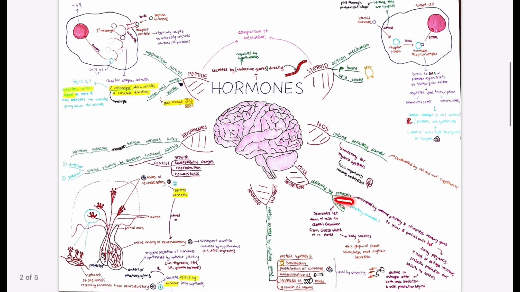Next, we have prolactin and oxytocin, two pituitary hormones that are responsible for milk secretion. Prolactin stimulates mammary glands to grow and produce milk, where the production of prolactin itself is stimulated by the increased levels of estrogen during pregnancy.